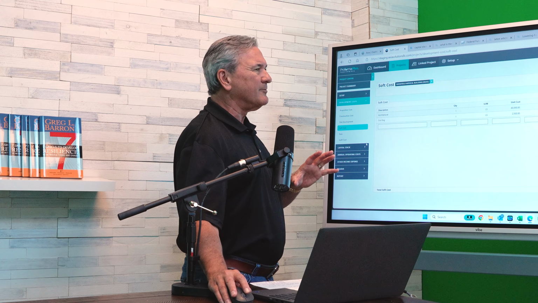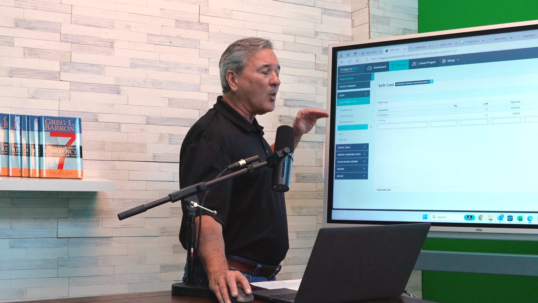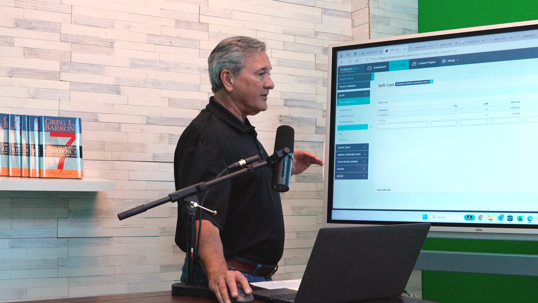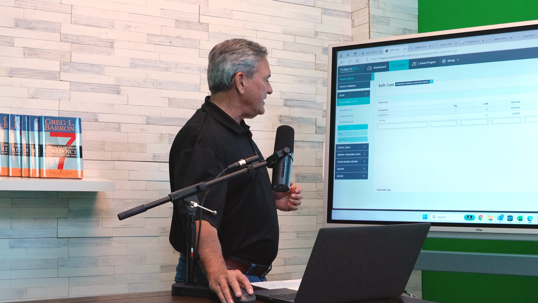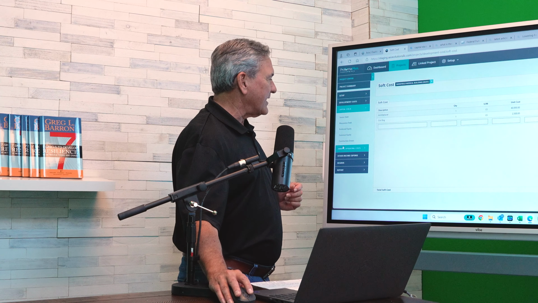The thing that I love about this particular software, it's sequential. It goes down in order of the way that you would naturally build or develop a project. I've got some fees and upfit costs that I won't go into. Then I go into my capital stack.